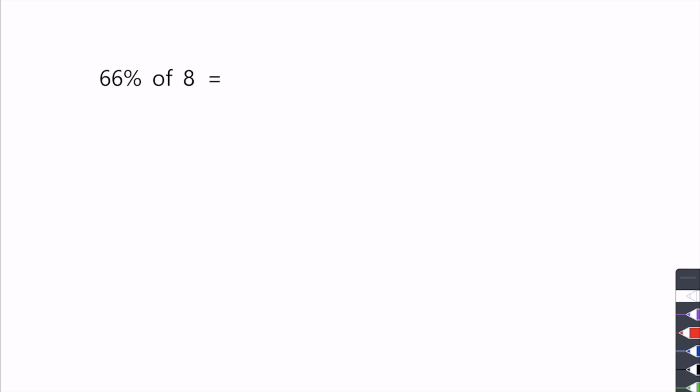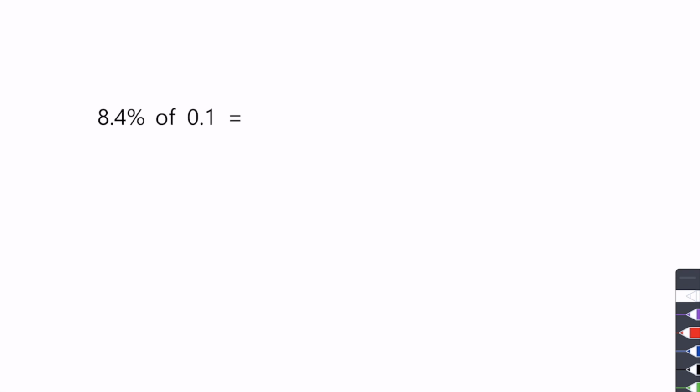Okay, let's look at 66% of 8. Once again, we just convert the 66% to 0.66, multiply by 8. 8 sixes are 48, carry the 4. 8 sixes are 48, add my 4 gives me 52. 8 zeros are 0, add my 5, gives me 5 there. 2 numbers after the decimal point, go back 2 places, 5.28. Let's move on to something a little bit more complex.